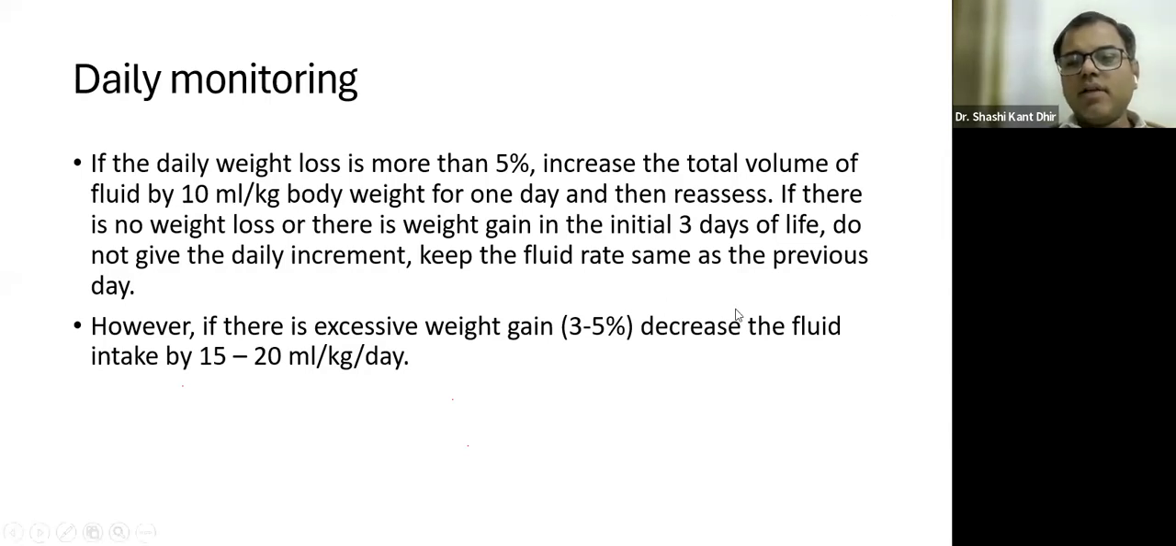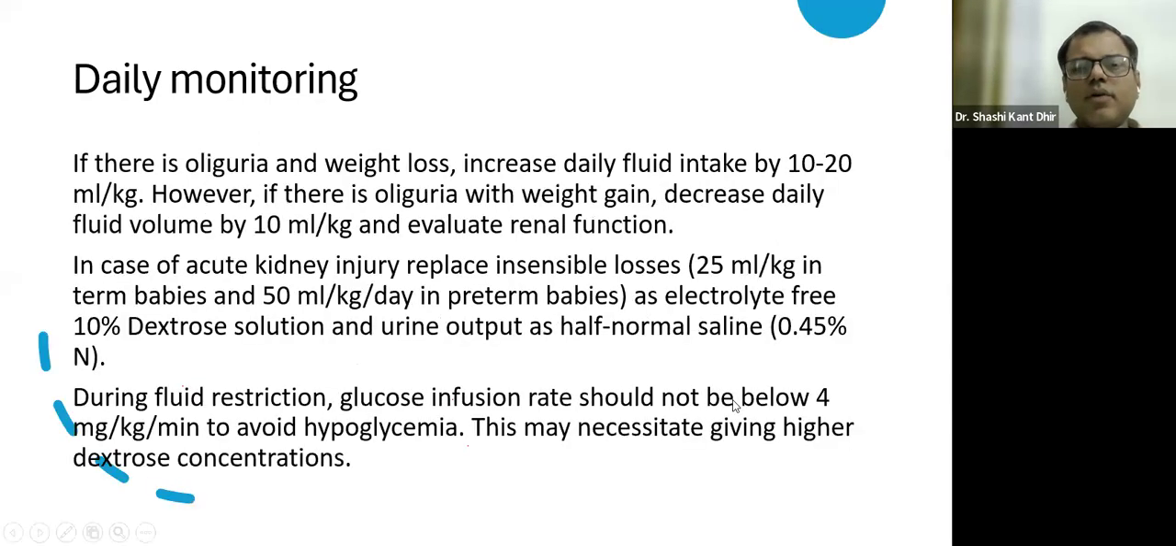But if there is excessive weight gain, that means the baby is not able to handle the fluid, then we have to decrease the fluid intake by 10 to 20 ml per kg per day. So it depends upon the weight also. So if there is oliguria as well as weight loss, so there are two things: the urine output is less plus there is weight loss. That means we have to increase the volume.